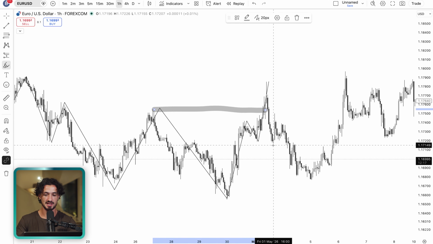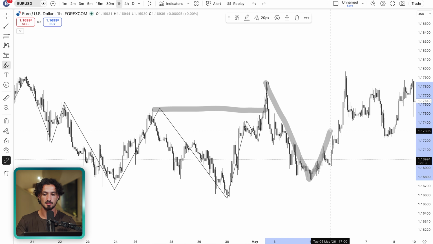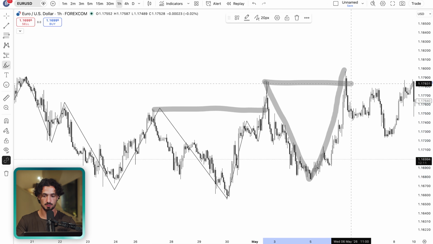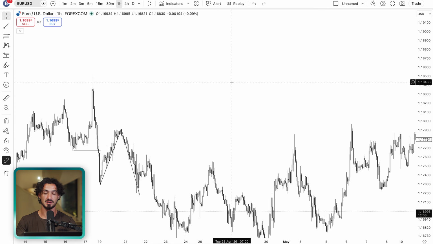When we have this change of trend, we expect a trend continuation, which is to say more bullish price delivery. And that's what we get. And so that is understanding trend reversals and trend continuations.